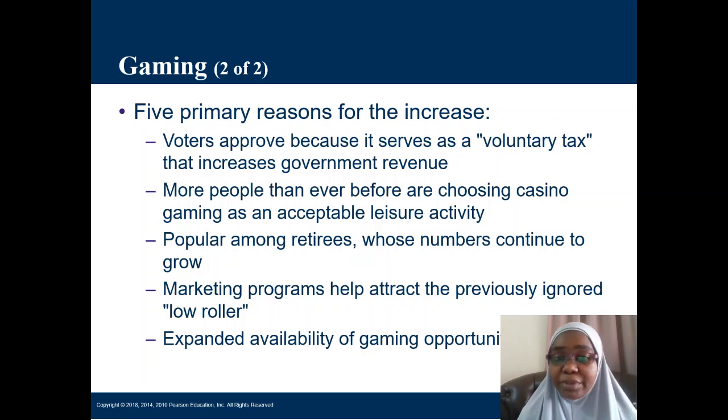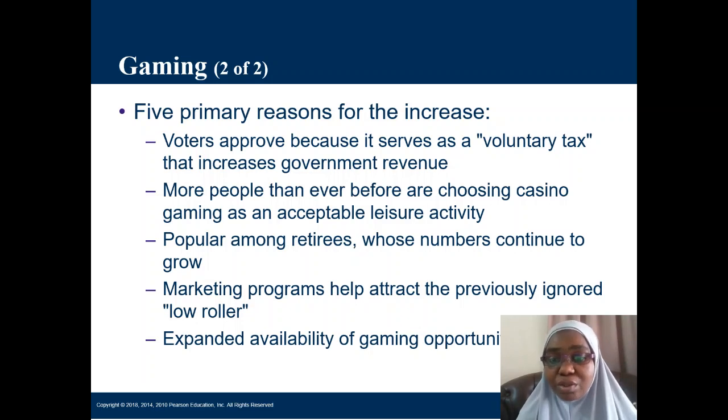These are the five primary reasons for the increase in the growth of gaming. First is that voters approve, because it serves as a voluntary tax that increases government revenue. Apart from that, more people than ever before are choosing casino gaming as an acceptable leisure activity. People have now accepted it as a leisure activity. So whether you are old or young or middle-aged, since it's being accepted, people now choose the casino to go and play games, and they see it as a means of entertaining themselves, spending their leisure time.